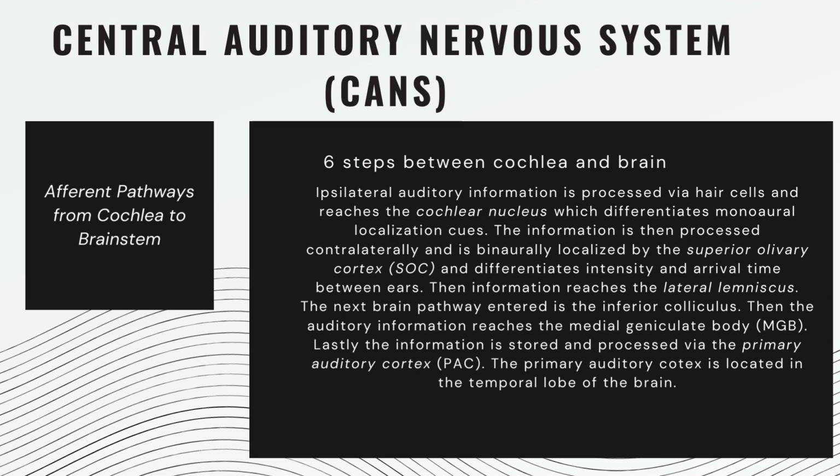The next brain pathway entered is the inferior colliculus. Then the auditory information reaches the medial geniculate body. Lastly, the information is stored and processed via the primary auditory cortex. The primary auditory cortex is located in the temporal lobe of the brain.